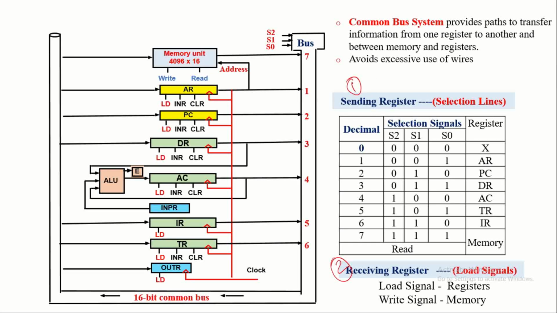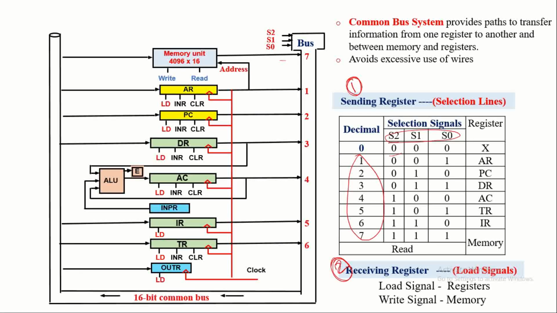Let us now discuss who can send the information over the common bus and who can receive it. These are the two very important points in the common bus system. Here you can observe the decimal numbers specified along each register and memory unit. These numbers are the decimal equivalent of the binary values of the selection signals.